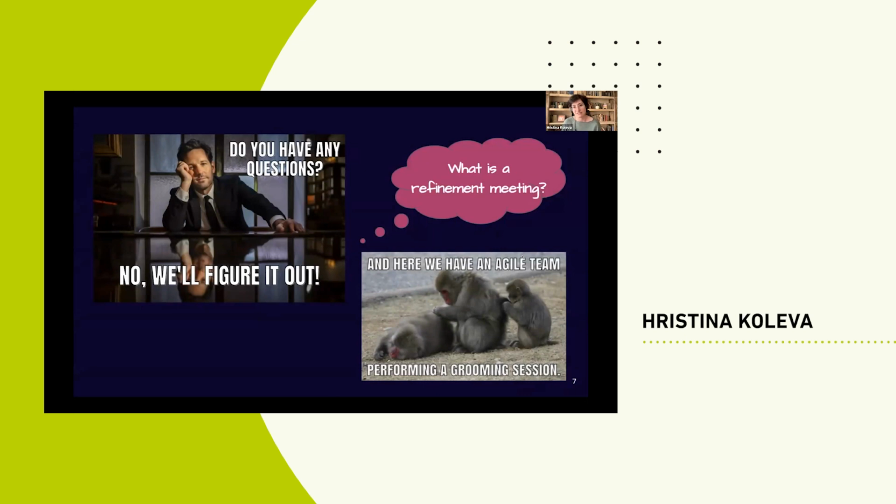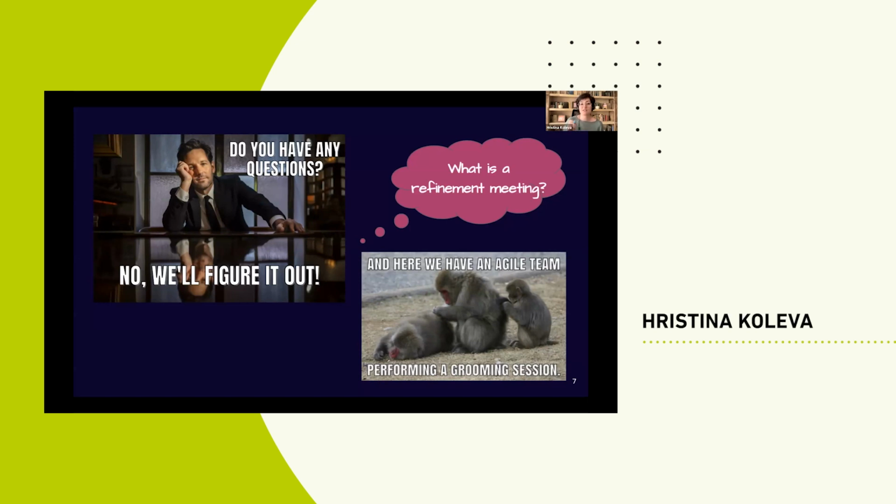It's called the refinement meetings. What is a refinement meeting? If you search Google for how to run effective refinement meetings, you will get 17 million results. 17 million results about how to run effective refinement meetings. And yet, all development teams worldwide look like Paul Rudd in that picture. They're bored during refinement meetings. They don't know what to do and how to contribute to the outcome of those refinement meetings.